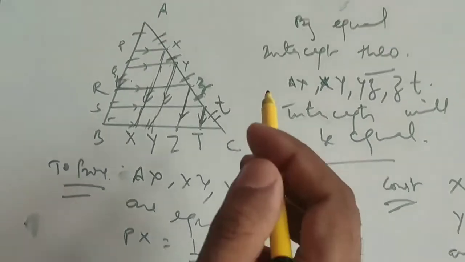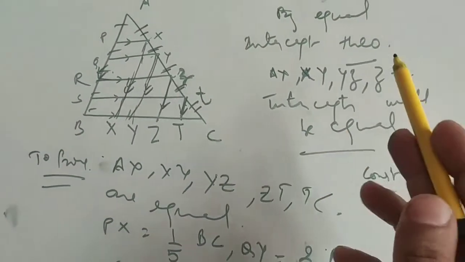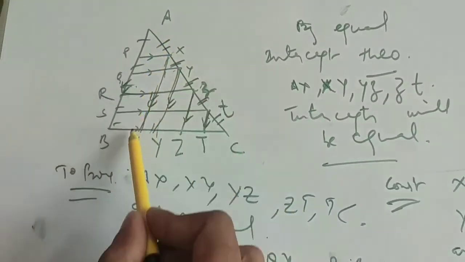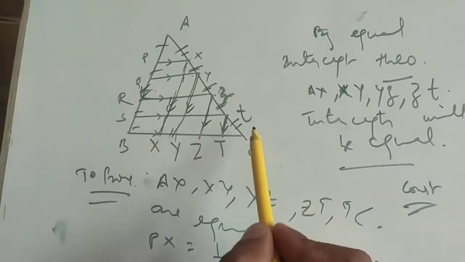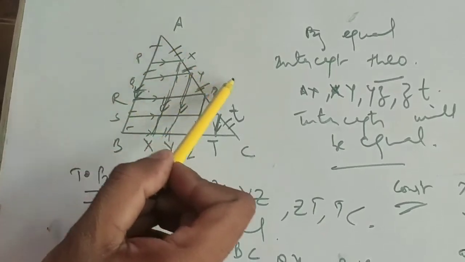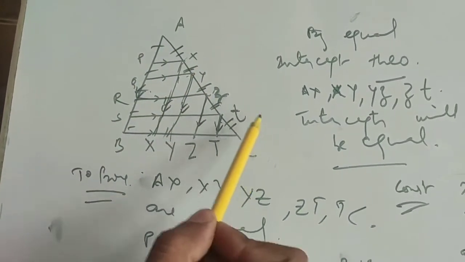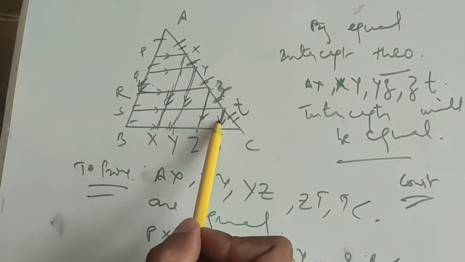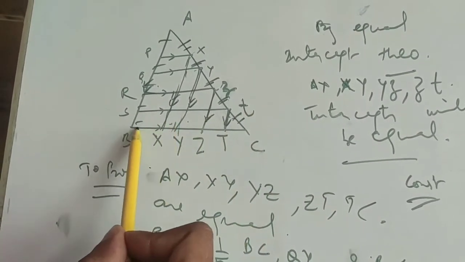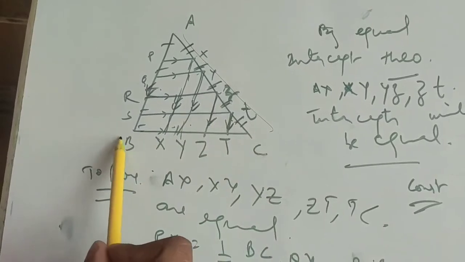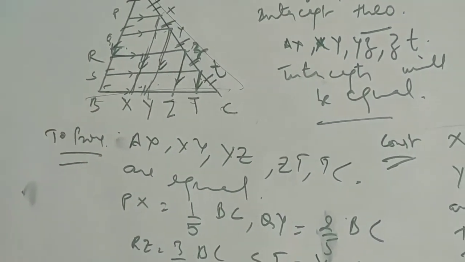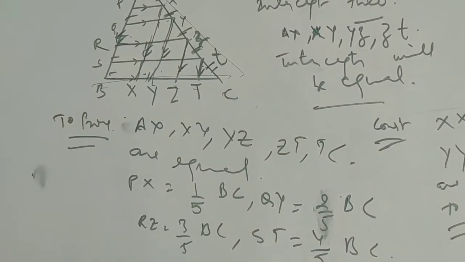Why? Again by the same intercept theorem. We applied the intercept theorem by looking at the line AB. Now we will apply the intercept theorem by looking at the line AC, and the intercepts it makes on BC will be equal. There are more than two parallel lines, and this is one transversal and this is the other transversal. So these parts must be equal. So BX, YZ, ZT and TC are equal.